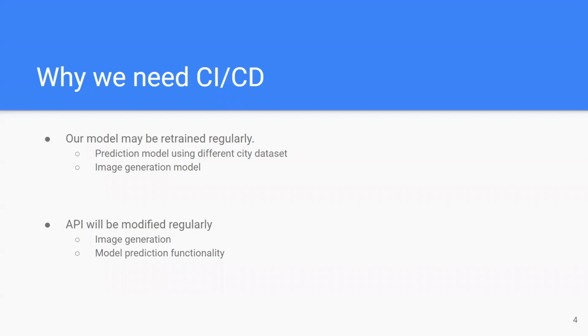Also, our API will be modified regularly as well to improve the functionality for the image generation and the model prediction. For example, for the model prediction, for now we only support using the POST request to upload the JSON file to it. But in the future, we may need other functionality based on the requirement, like using the GET method to get certain results from the database or something like that.